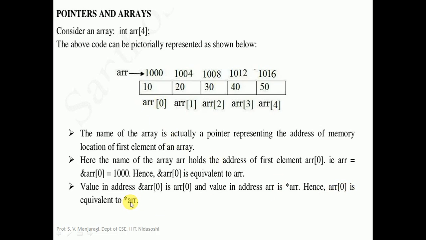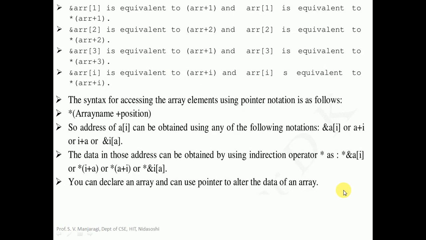ARR is holding address 1000. Star ARR means the value stored at the address 1000, which is 10. It is the same as the array's first element, which can be accessed using an index like this, that is array of 0. Let us take a few more examples.